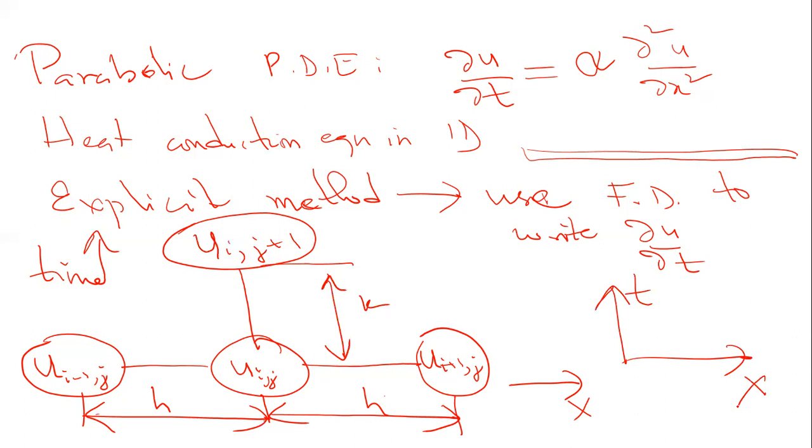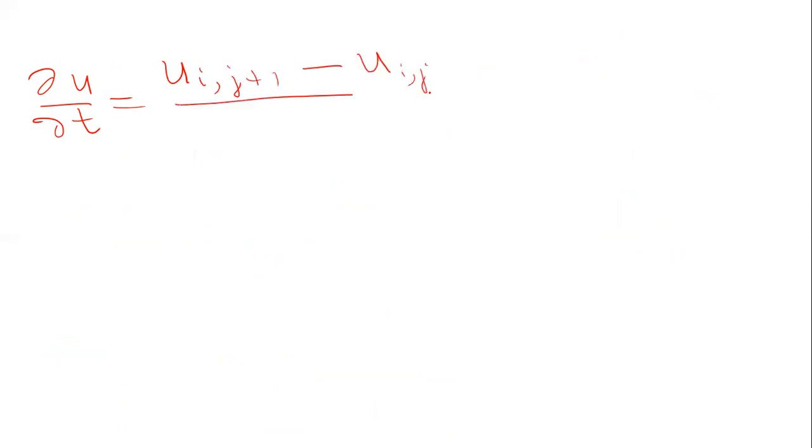As I said, in this explicit method we are going to use forward difference to write del u upon del t, the time derivative. So del u upon del t, using forward difference, is Ui, j plus 1 minus Ui, j upon k. So we use the forward difference to express the time derivative.